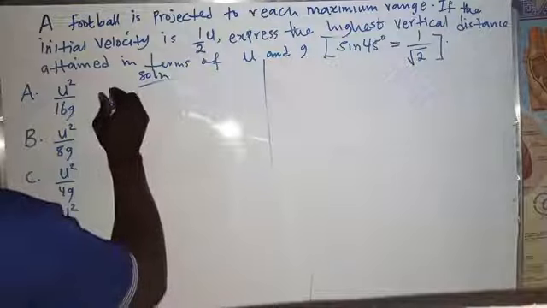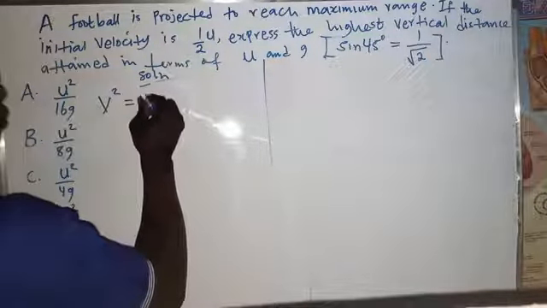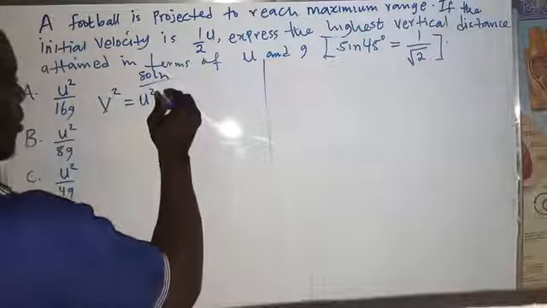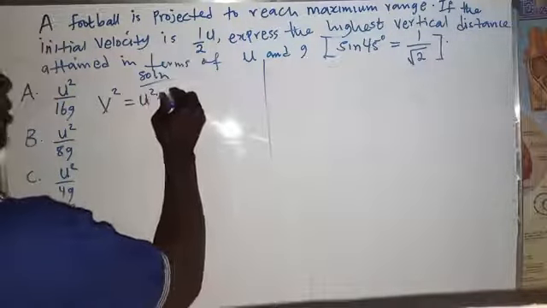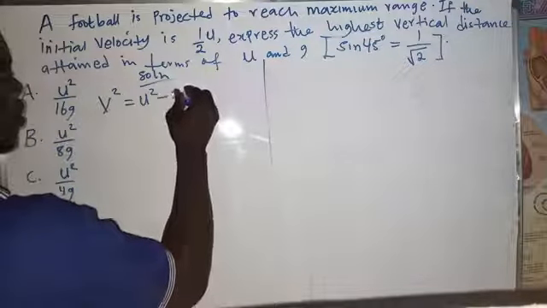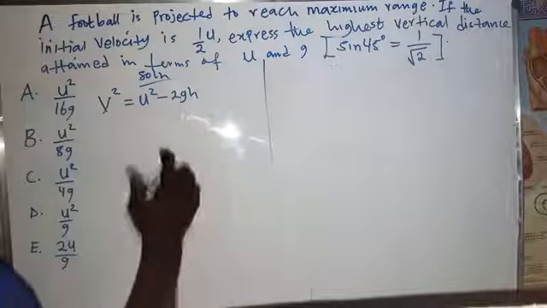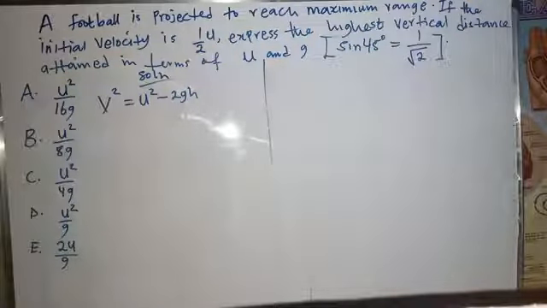It goes this way: v squared is equal to u squared minus 2gh, because the object is going against the gravitational force, so we have to introduce minus into it. Now, for an object that is going against the gravitational force, its final velocity is equal to 0 at the highest height.